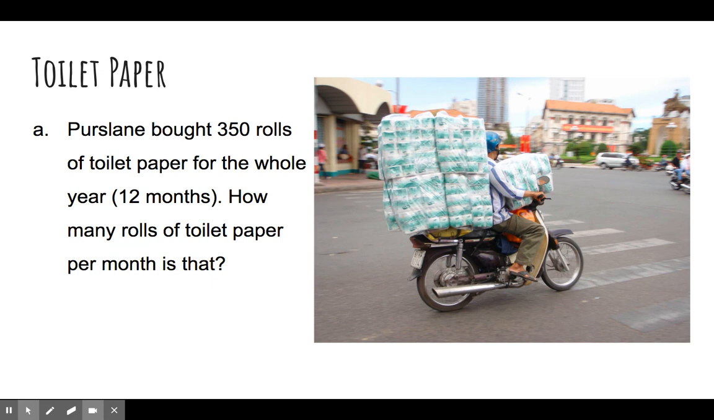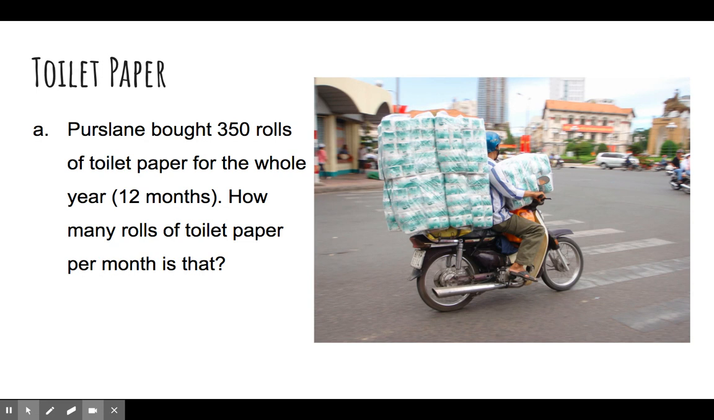We have Purslane bought 350 rolls of toilet paper for the whole year, 12 months. How many rolls of toilet paper per month is that? That picture is probably kind of condescending in this day and age, right? With all of our toilet paper shortage that we were used to.